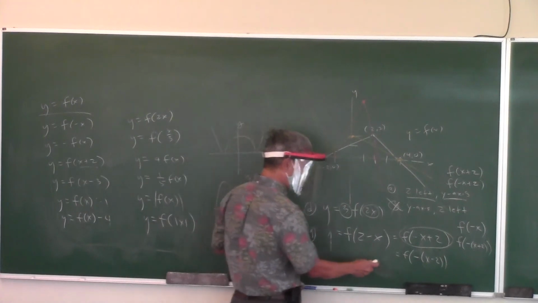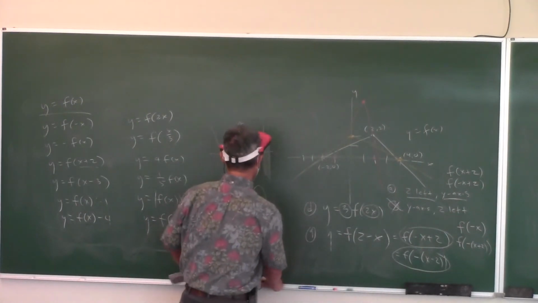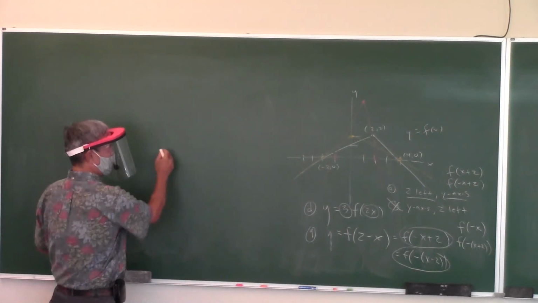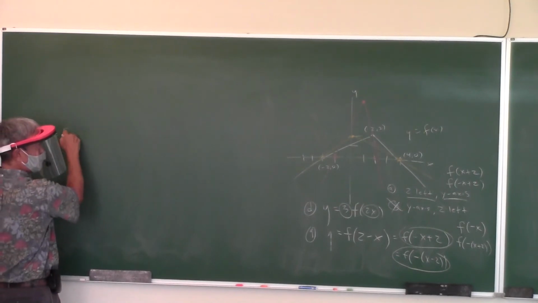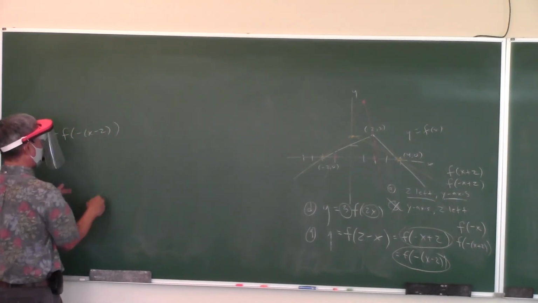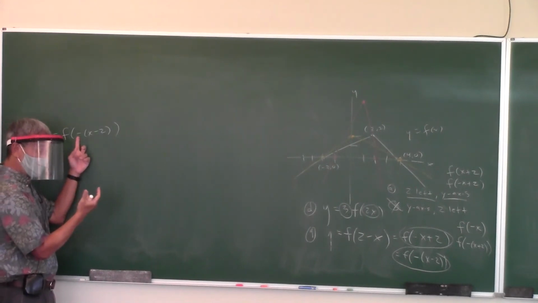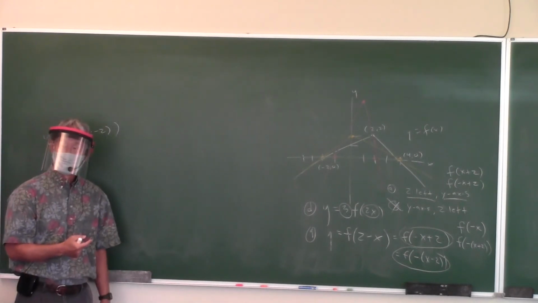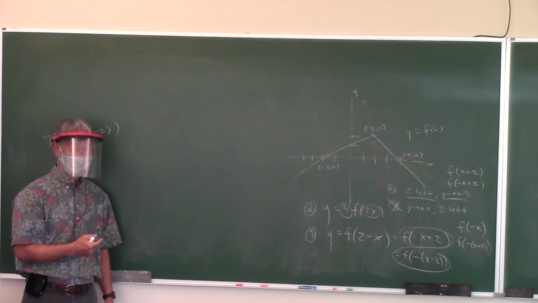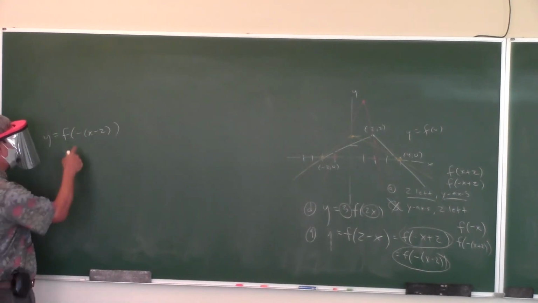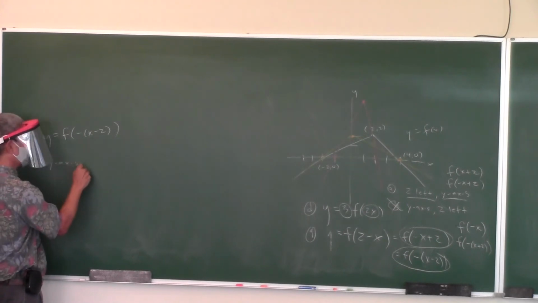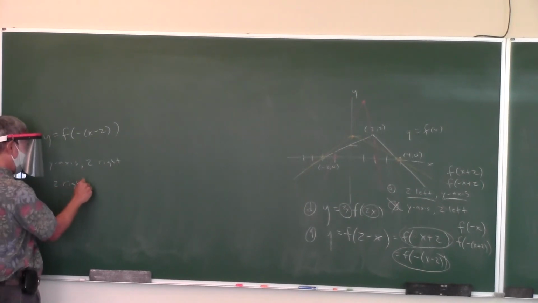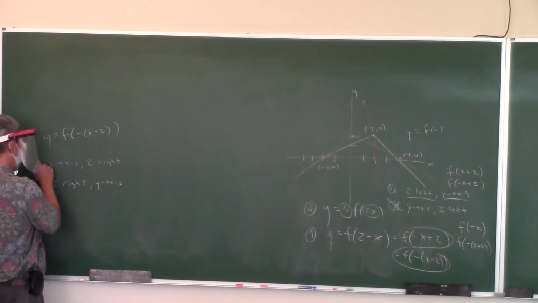Now, the other way that you can think about it is this way. Let me erase this thing here. Okay, so let's just do it here. Y equals f of negative x minus 2. Now there's two things going on here. This reflects it over the y. This shifts it 2 to the right. But which one do you do first? Does it matter? The answer is yes, it matters. So there's two choices. Reflect over the y-axis first, and then shift 2 to the right. Or should I shift it 2 to the right first, and then reflect it over the y-axis?